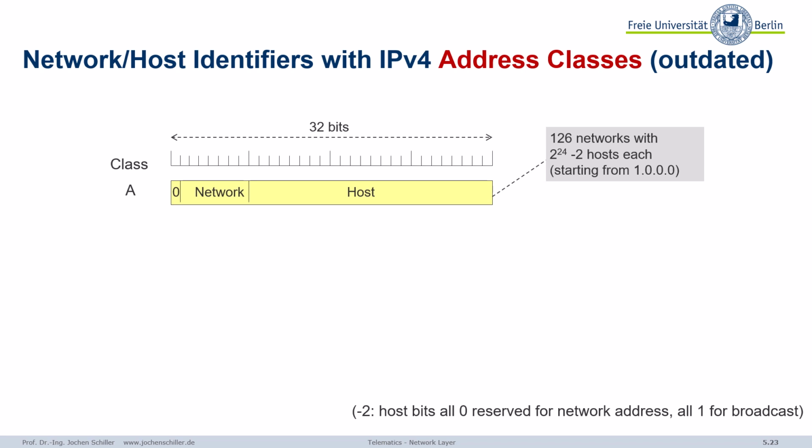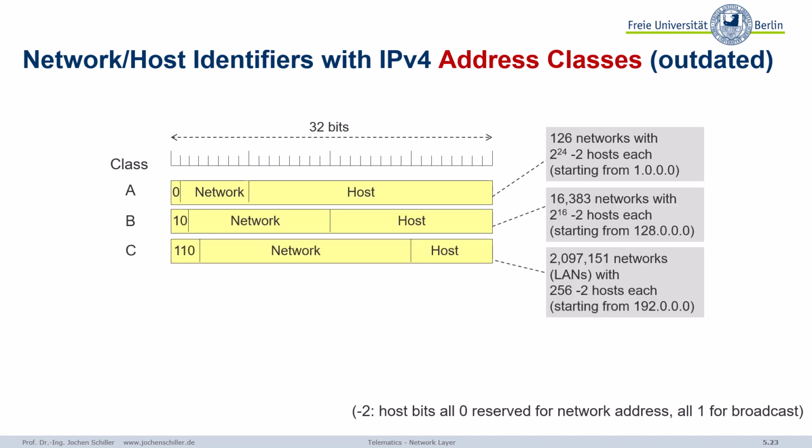First of all, we have a definition of 3 classes of networks, with a difference in how long the network part is. Remember, we had a network and a host part. Class A, Class B, and Class C. And we have special bits that tell all the systems what class this address is, depending on the first bits here.